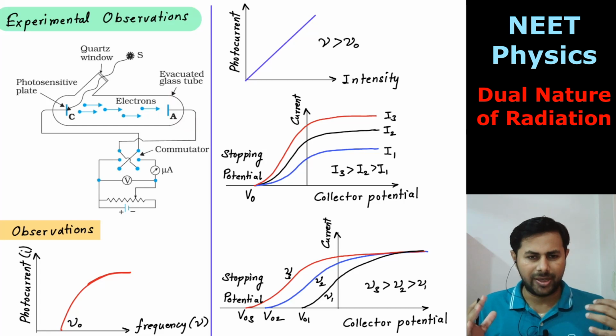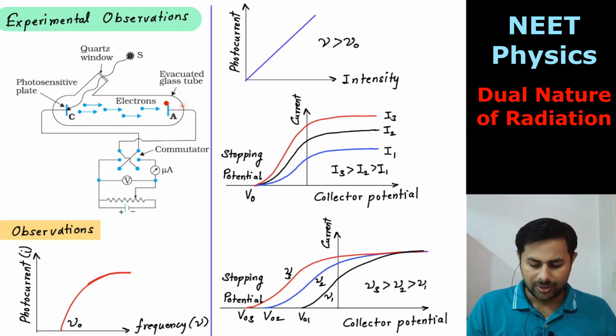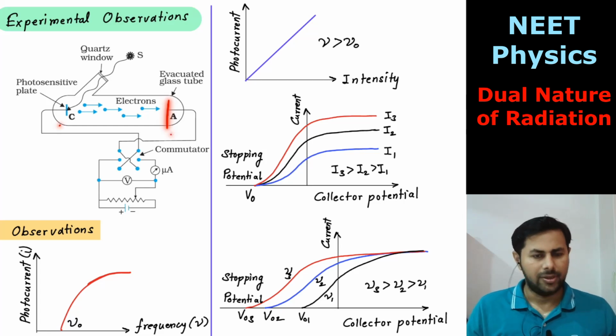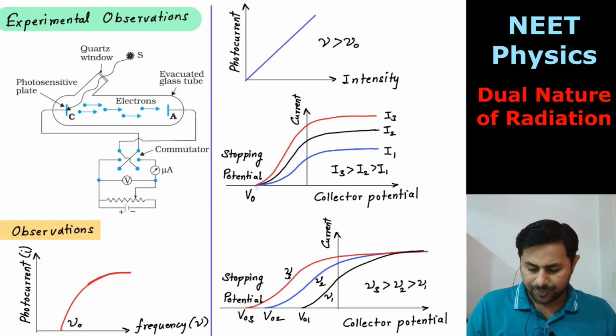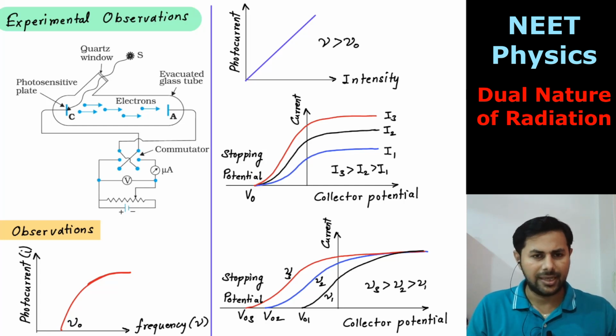So there will be some point where the electrons will stop. That means at some value of the negative potential difference applied to the anode with respect to the cathode, the electrons will stop. That is known as a stopping potential. Okay, that is known as a stopping potential, right? So electrons, they stop at the same potential.